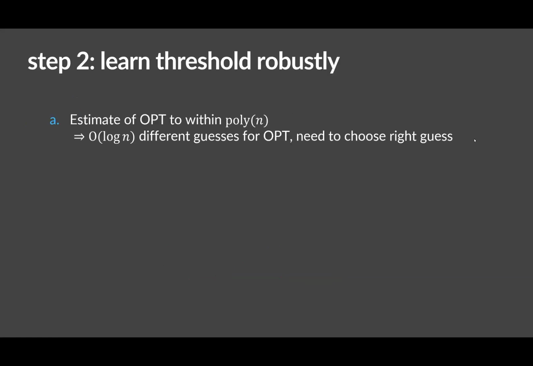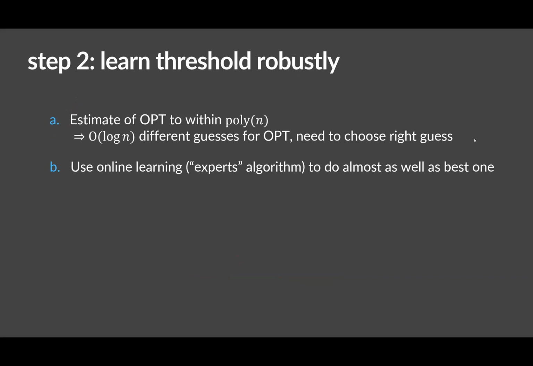This is where I'm using the estimate of opt. If I knew opt within poly n, now the threshold I can change to powers of 2 or powers of 1+epsilon. So there are about log n guesses for what this threshold could be. I'm going to use experts to do almost as well as the best.